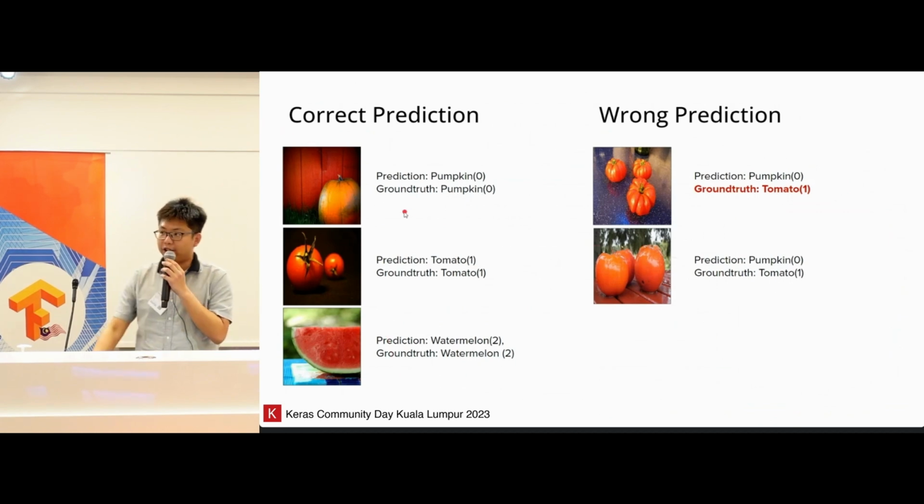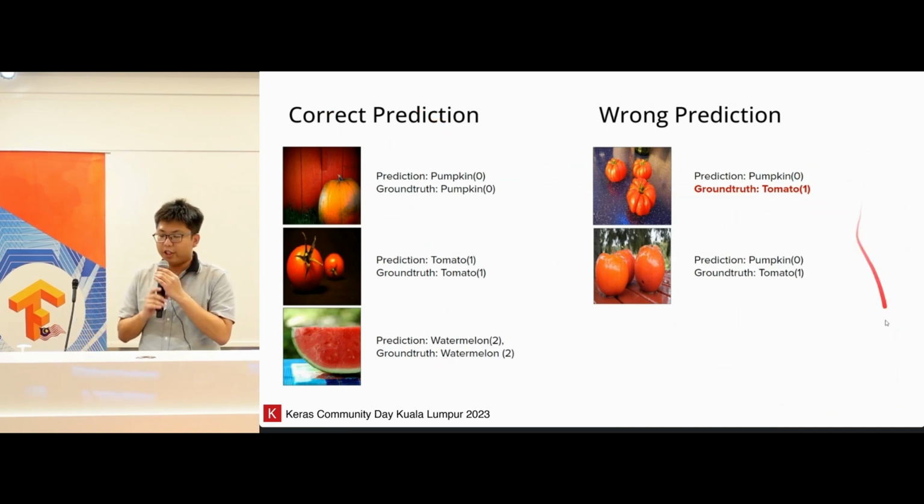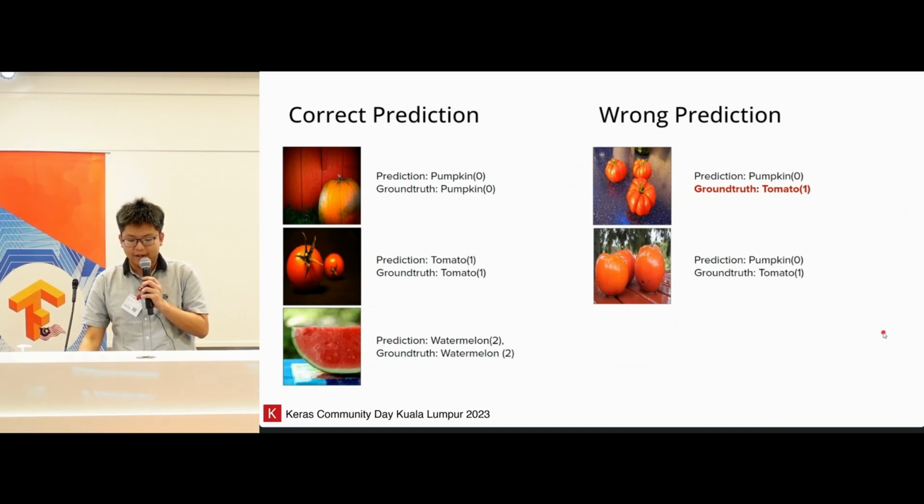So all of them are actually correct predictions, images. And I got another two that are wrong predictions. One is one I purposely did wrong, because if you see the ground truth, I labeled it as a tomato. Okay, so this may happen.